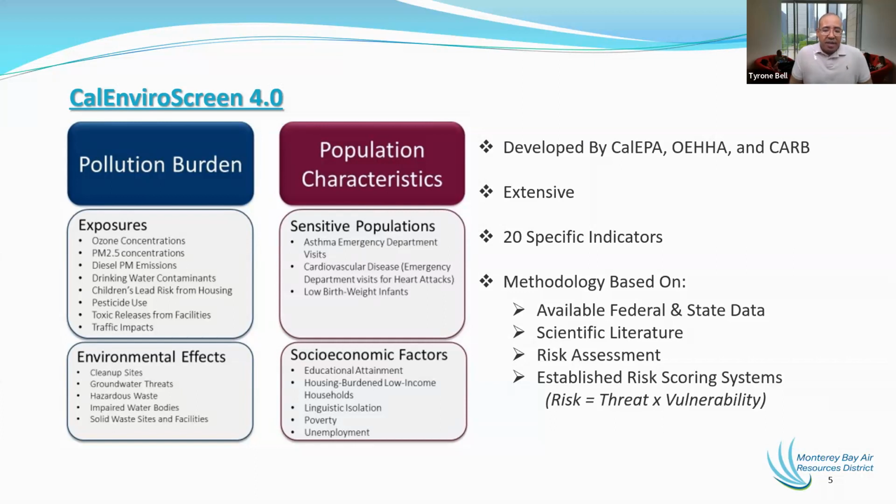So each of these 20 specific indicators, as you see in the chart here, make up 4 components that fall under 2 broad groups: pollution burden and population characteristics. So each indicator receives a score, and then the overall score is calculated by adding up these individual indicator scores of each subcomponent and then multiplying the pollution burden and population characteristic scores. And then this methodology is also based, as I mentioned earlier, on federal and state data, but they also considered scientific literature as well as risk assessment and established risk scoring systems.